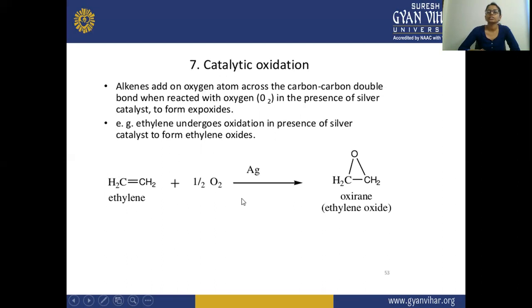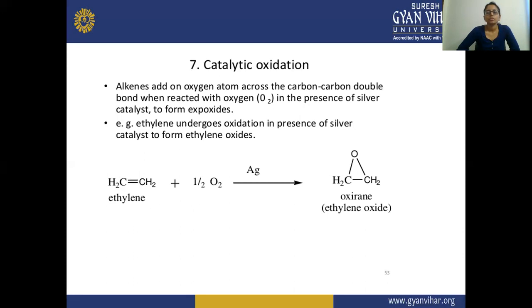Now the seventh reaction is the catalytic oxidation. In this reaction, the alkene adds an oxygen atom across the carbon-carbon double bond when it reacts with oxygen in the presence of silver catalyst to form epoxides.